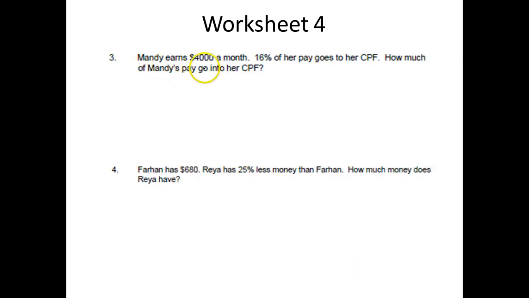Question 3. Mandy earned $4,000 a month. 16% of her pay goes to her CPF. How much of Mandy's pay goes to CPF? So it's CPF I want to find. So I have $4,000 in a month. CPF 16%. What is left would be, this is my 100%, right? So 100 minus 16 would be 84%.